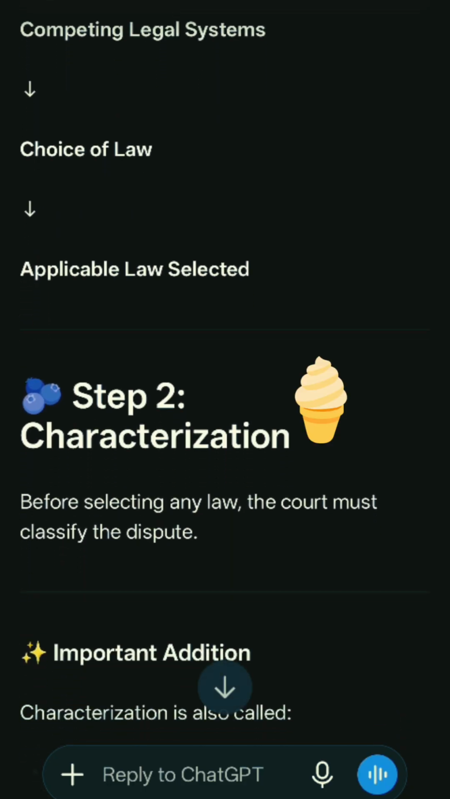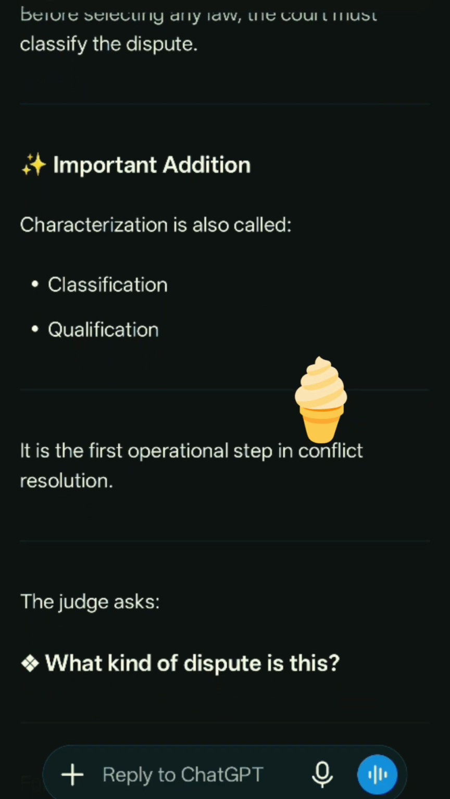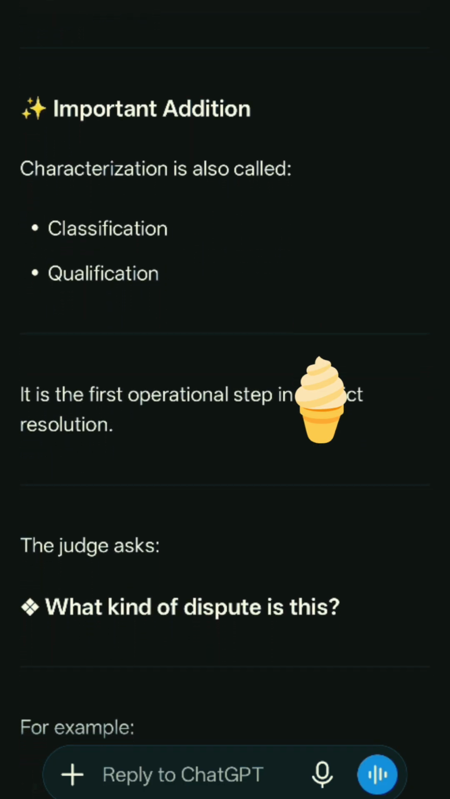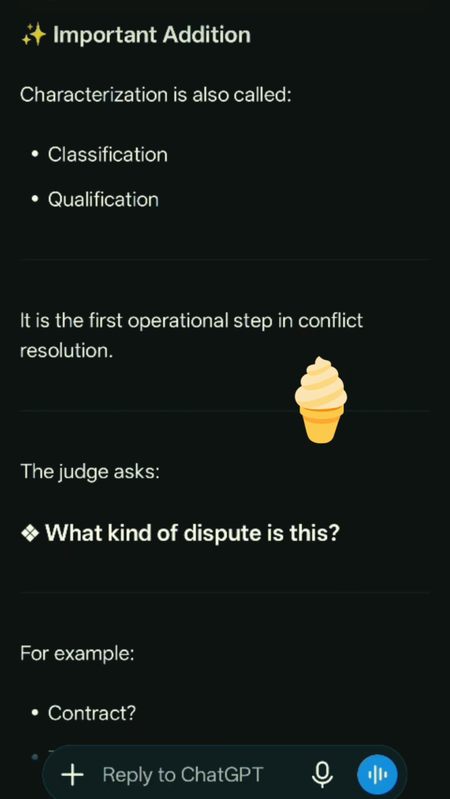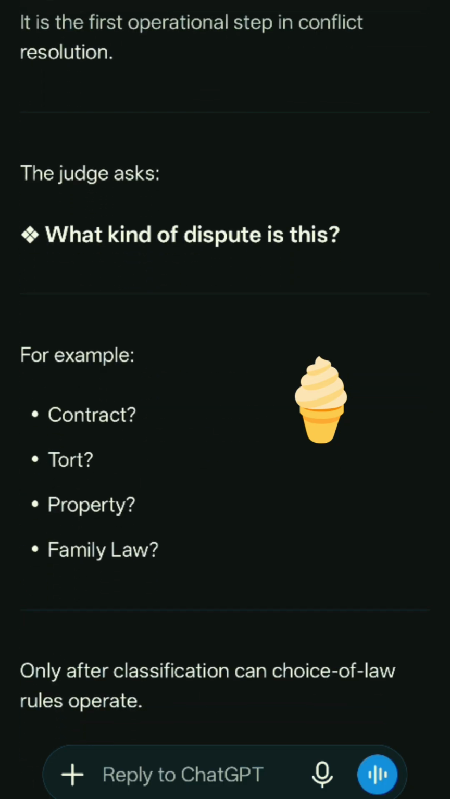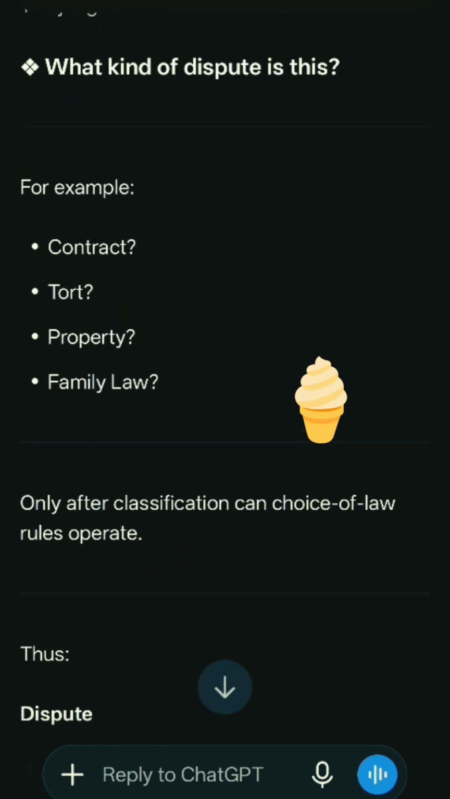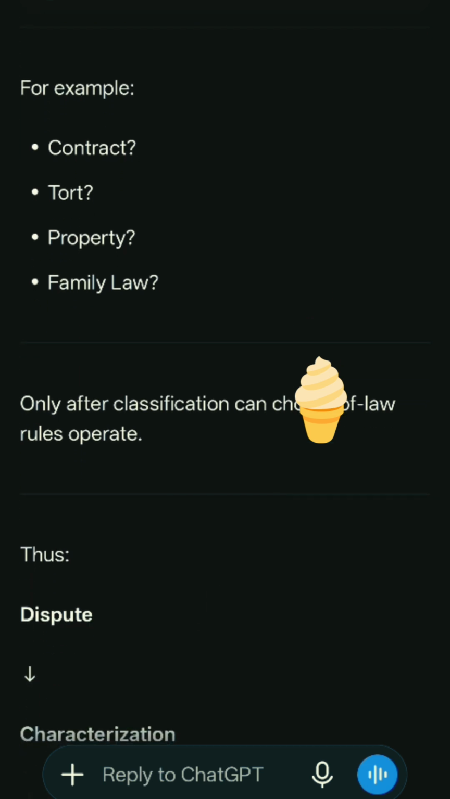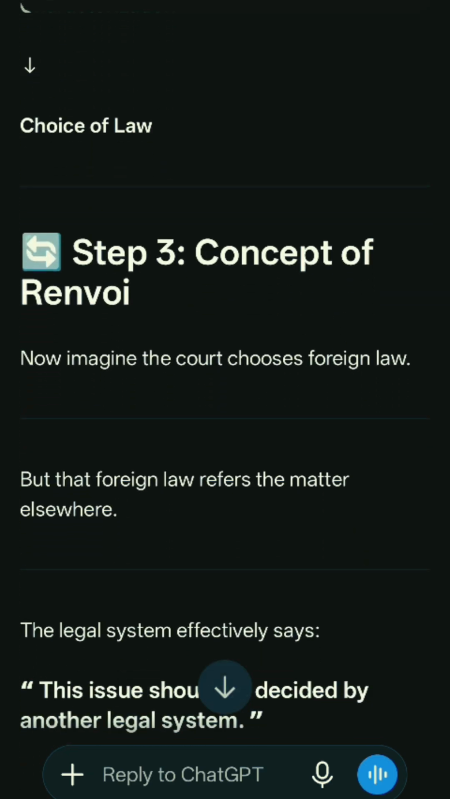Step 2, characterization. Before selecting any law, the court must classify the dispute. Important addition: characterization is also called classification or qualification. It is the first operational step in conflict resolution. The judge asks, what kind of dispute is this? For example, contract, tort, property, family law. Only after classification can choice of law rules operate. Thus: dispute, characterization, choice of law.